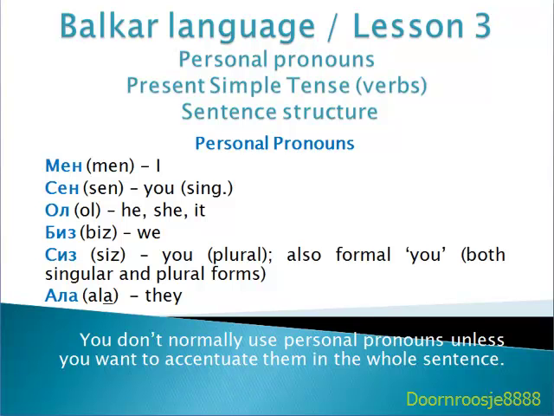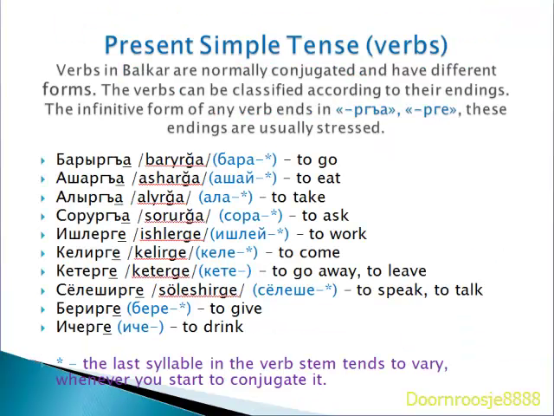So next thing we're going to talk about is present simple tense. We're going to talk about verbs. So verbs in Balkar are normally conjugated and have different forms. The verbs can be classified according to their endings. The infinitive form of any verb ends in rga, rge. These endings are usually stressed.